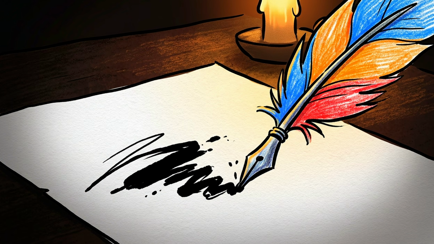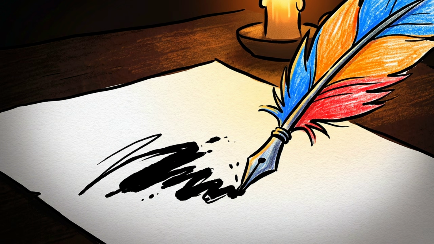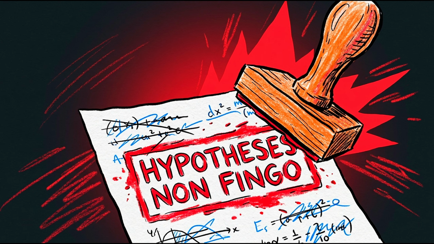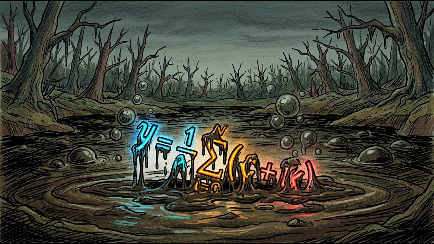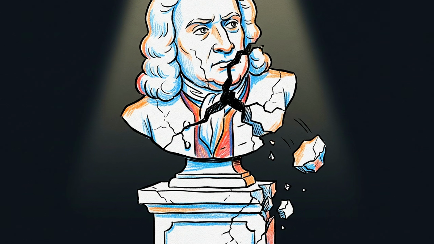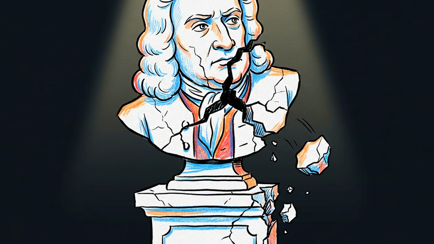He wrote that he would feign no hypotheses about the cause. Those were his exact words. He had the equation. He had no explanation for what it was actually doing. In that admission, the first crack in the model was already there.